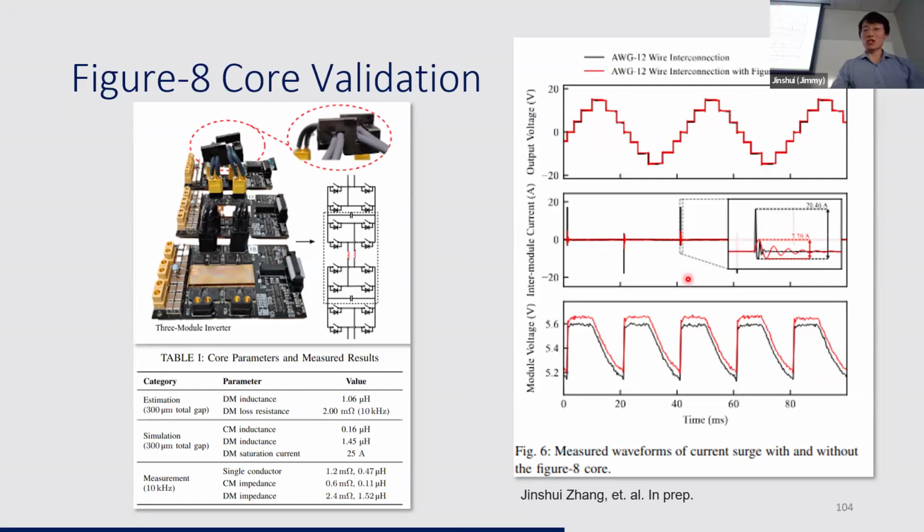However, even with such a low power, without magnetics, the intermodule current could easily reach 20 amps. And with the ferrite, we immediately reduce it to a third of that. And we can further reduce it by adding more ferrite. It's very easy to scale.